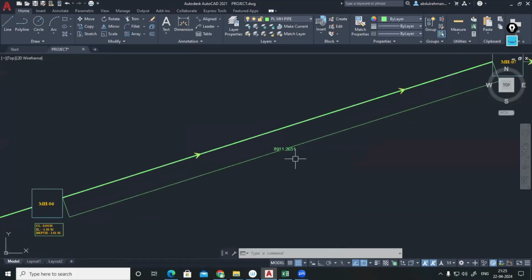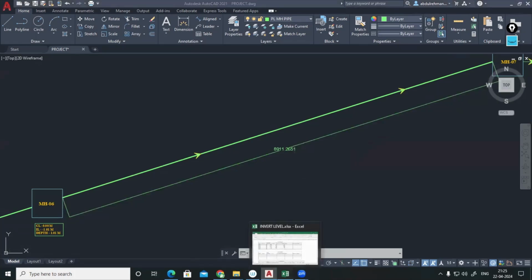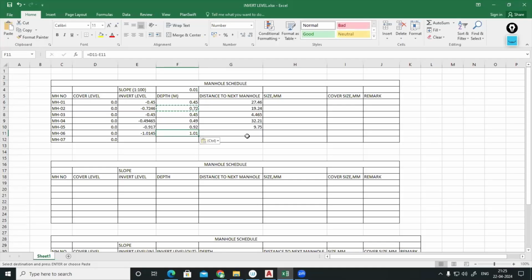Anyhow, this is 8.91 meter. Select this one. So the next manhole is 8.91. So the invert level of manhole number 7 is this value minus length multiplied by slope. And the distance will be coming this much. So now the slope value you are changing.